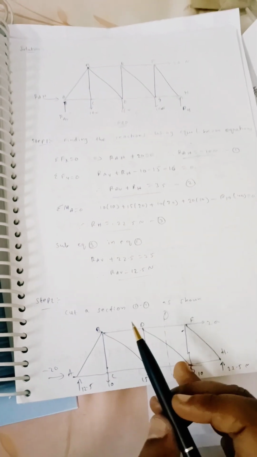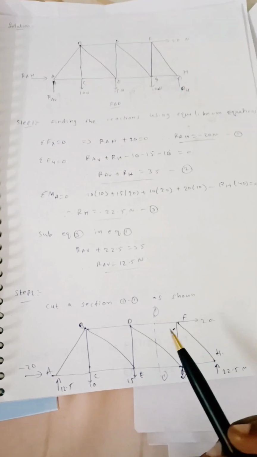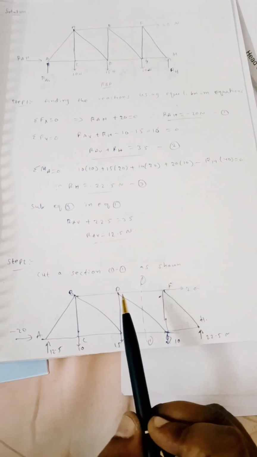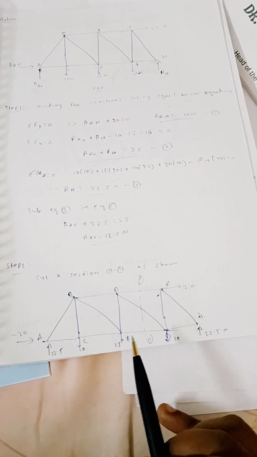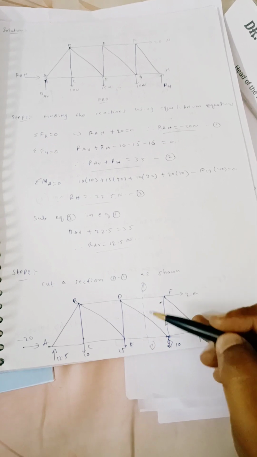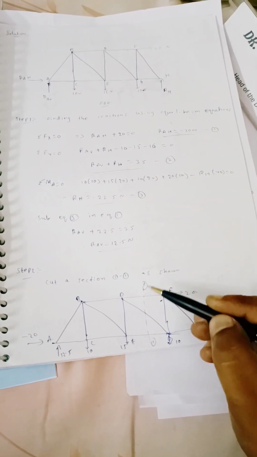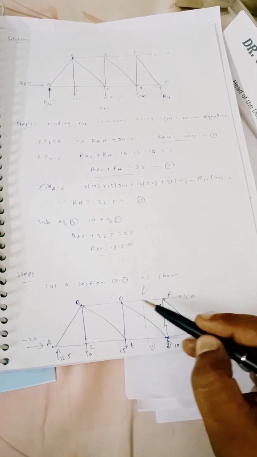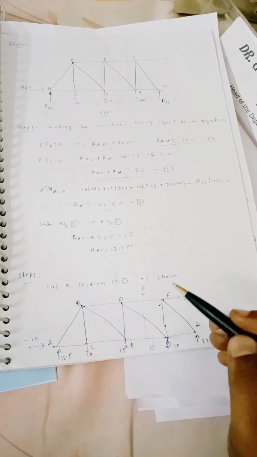Next, step 2: cut the section 1-1 as shown in the figure. As he is asking to find the forces in these members, we need to choose the section such that it cuts these three members. Here I have cut in this way because he is asking for the forces in these members. This section is cutting these three members.